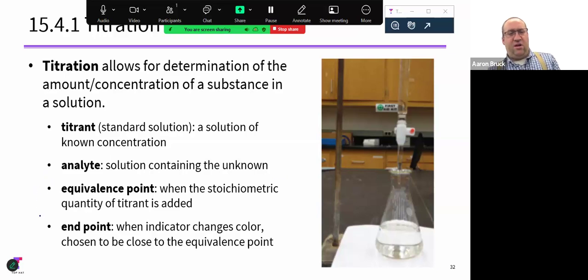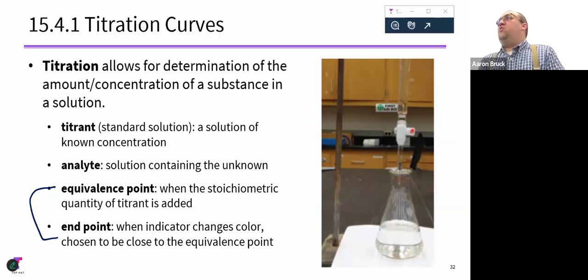And then we have two terms here, the equivalence point and the end point. These two terms are very close to each other and are often used interchangeably, even though they are not actually interchangeable. Equivalence point is ultimately what we are striving for: the exact moment when the amount of one reactant and the other reactant have equaled each other out. We've gone fully to completion and there's no excess. That's what we ultimately are striving for with titrations. However, it's usually really difficult to get to that point.